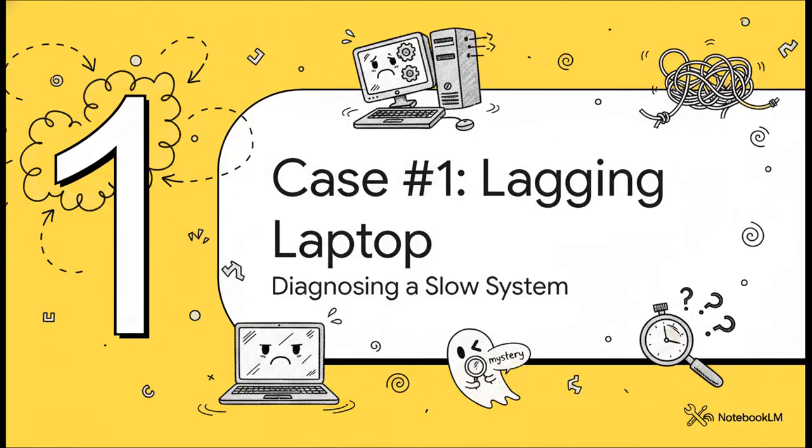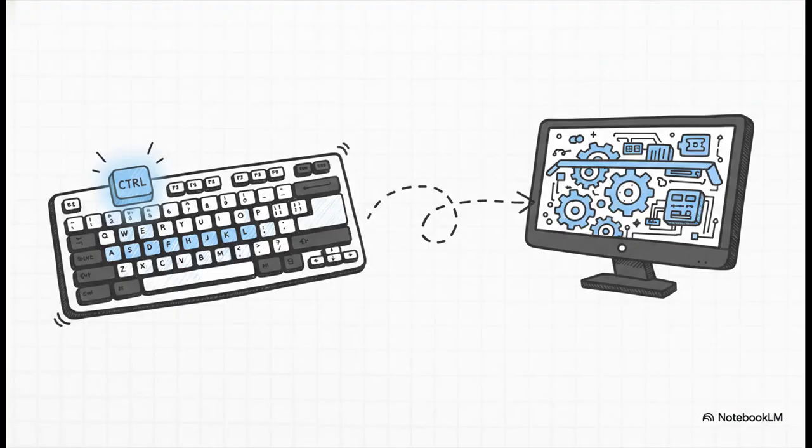Okay, our first case is an absolute classic. We'll call it the case of the lagging laptop. You know the one. Everything was fine yesterday, but today it's moving at a snail's pace. Let's find out why. Your first stop, your ground zero for any investigation into a slow system, is always the Task Manager. Just hit that magic combination, Control, Shift, and Escape, and boom, you've just opened a direct window into the secret life of your PC.